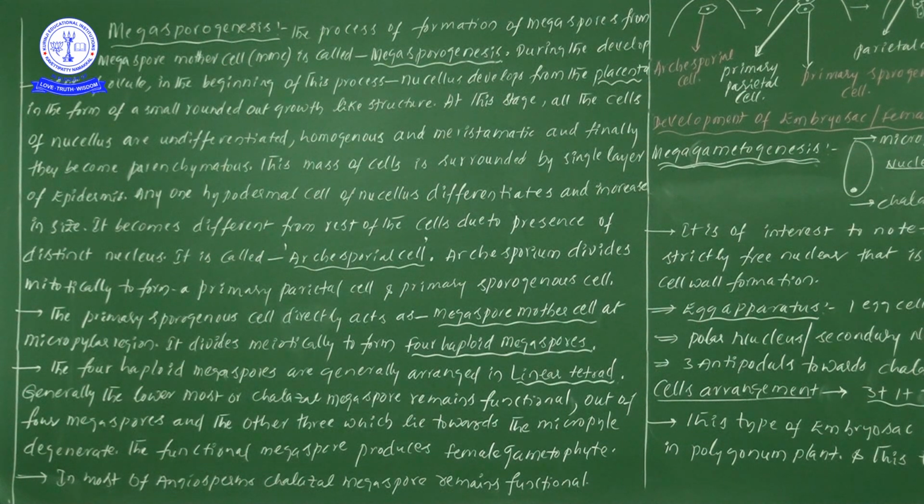Students, now in this video we are discussing Megasporogenesis, and also the development of the embryo sac, or female gametophyte. Most of the information we know very well, but a few points have to be learned. First of all, Megasporogenesis, the formation or development of megaspores. How does this process take place? Let us see.